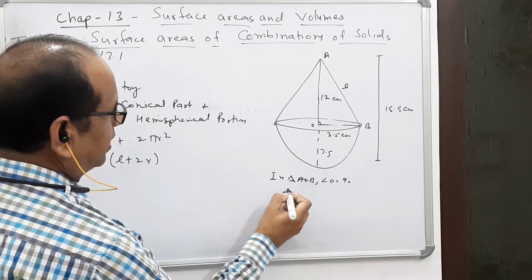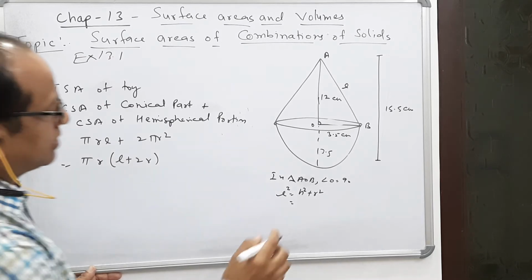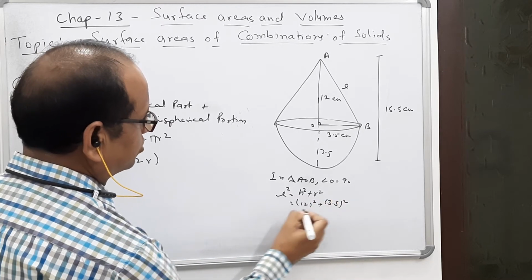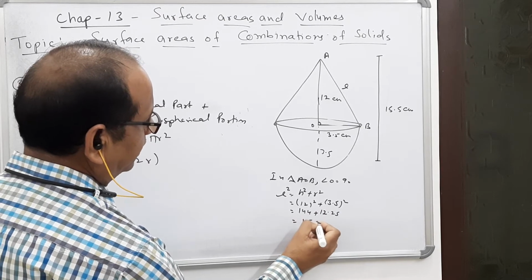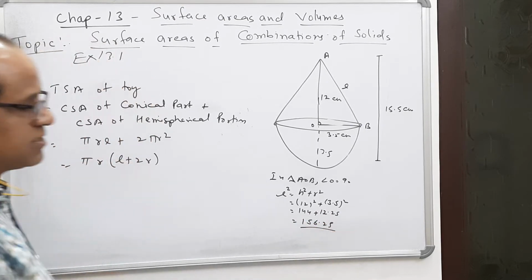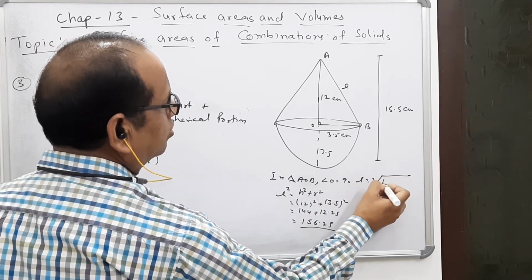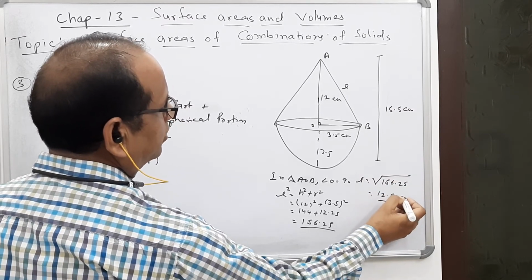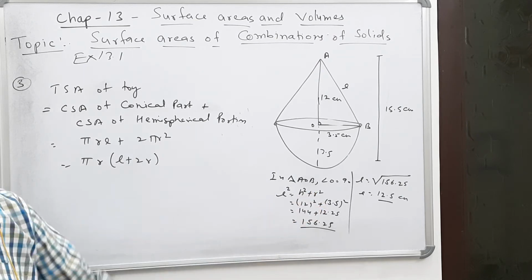So what is L square? You have read in the 9th class, L square is H square plus R square. H square is 12 square plus R square is 3.5 square. So it is 144 plus 12.25, and if you add it, it is 156.25, and L will be the square root of 156.25, so the answer will be 12.5 centimeter. That is a little calculation which you have to do, and this is not a new part, you already studied this in the 9th class.